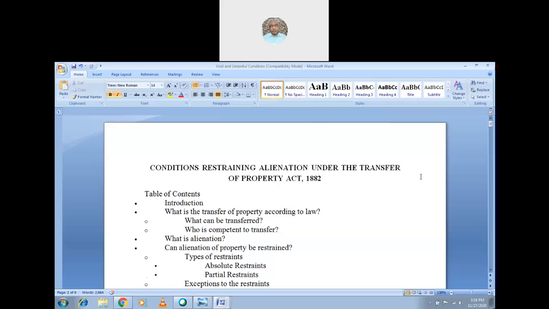No, sir. Conditions restraining alienation under the Transfer of Property Act 1882. What is alienation?